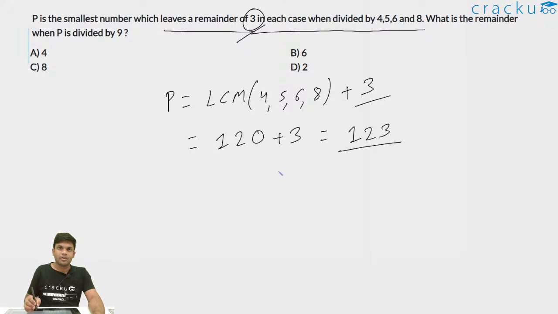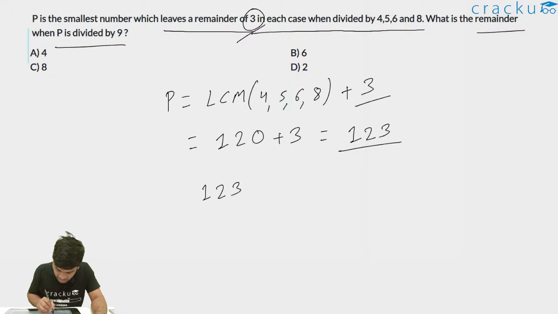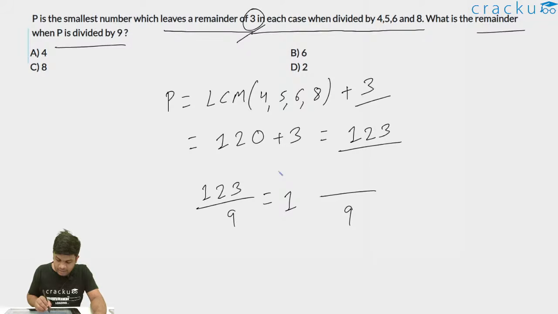123. Okay. Now we have to find the remainder when P is divided by 9. So when 123 is divided by 9, 9 ones are 9, then 33 is there. So 9 threes are 27 and then 6. So it will form something like this, where 9 is dividing 123 thirteen times, leaving 6 as the remainder. So the remainder when P is divided by 9 is 6, which is option number B.